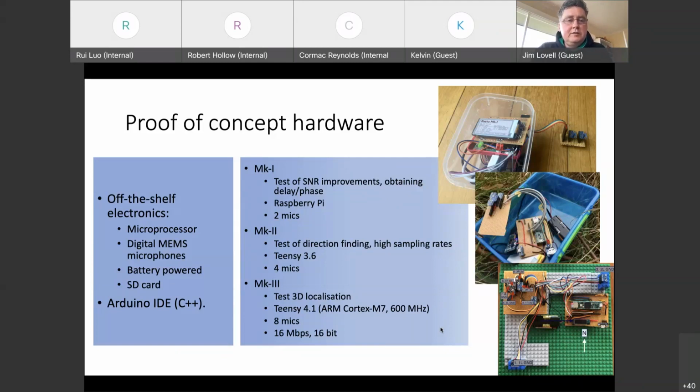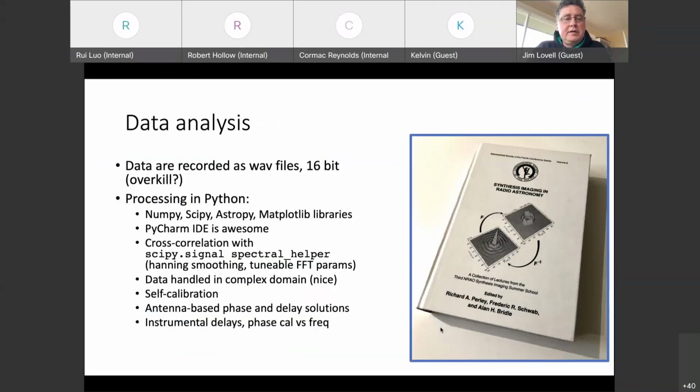So I'm just using off-the-shelf electronics, and the data analysis is all done in Python, which is a great resource for this sort of thing. The way that Python handles complex numbers is really nice. It makes a lot of the calculations quite simple and easy to program. And I'm using radio astronomy techniques, so things like self-calibration, phase and delay solutions, all that sort of thing, to obtain phase and amplitude against time.